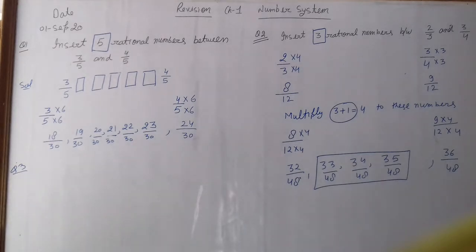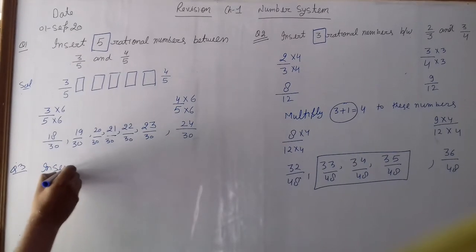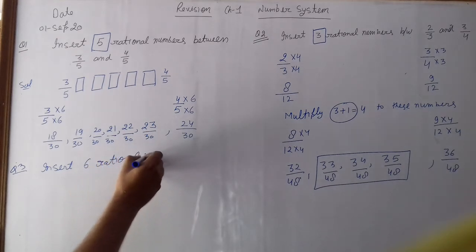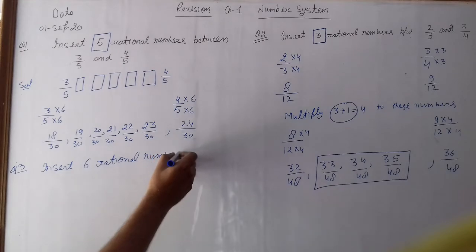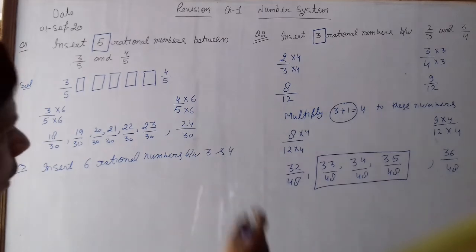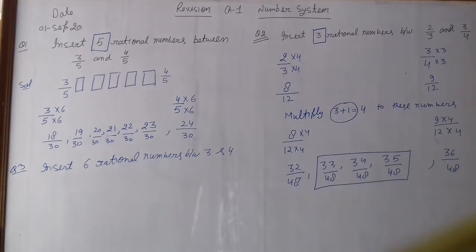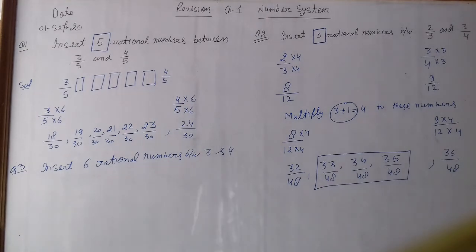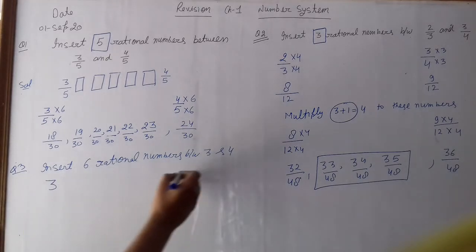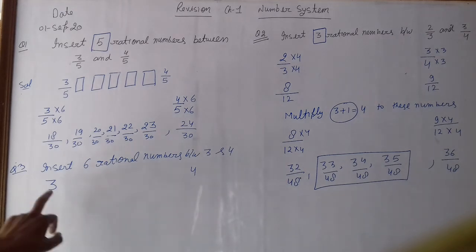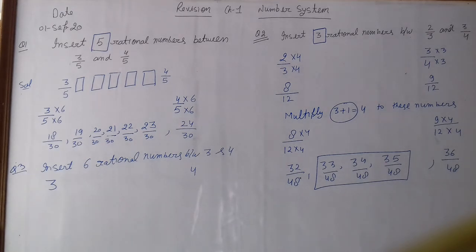That is the question of your book. Insert 6 rational numbers between 3 and 4. This is the second question of your exercise 1.1. Insert 6 rational numbers between 3 and 4. So we have 3 and 4. We have to insert 6 rational numbers, right? But in 3 and 4, we don't have any number, right?